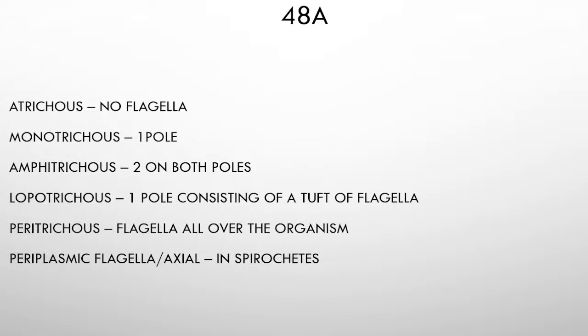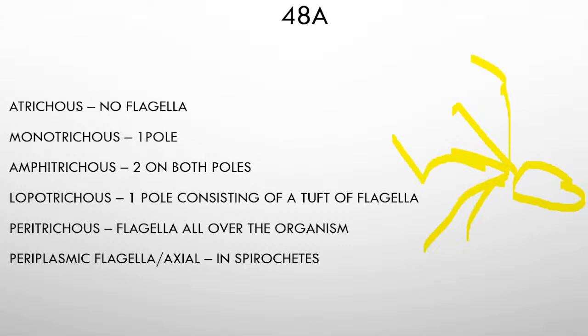I'll try to draw it here. Lophotrichous is like this. So this is your bacterial cell wall, and then one pole has a tuft of flagella. It's like the pom-poms that cheerleaders hold in their hands. All right, peritrichous flagella, all over the bacterial cell wall. And what you call the periplasmic flagella or axial flagella, it's seen in your spirochetes. A spirochete looks like a spiral, of course, from the name itself. Axial flagella looks like this. On the axes of the organism, on the opposite axis, you will see a flagella. So that's what it means by axial flagella.